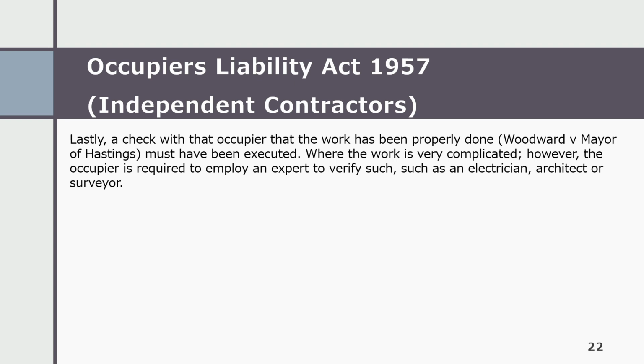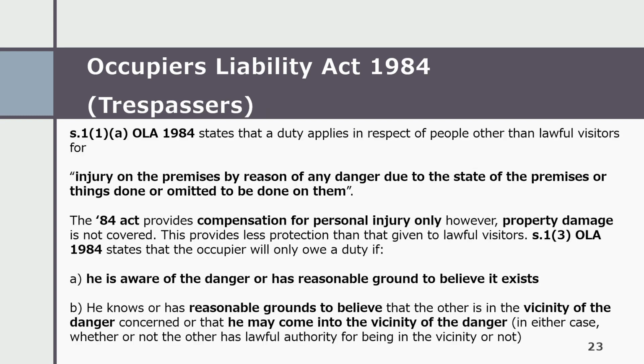Where the work is very complicated, however, the occupier is required to employ an expert to verify, such as an electrician, architect or surveyor. So trespassers, this is the 84 Act now. Section 1, subsection A of the Occupiers Liability Act 1984 states that a duty applies in respect of people other than lawful visitors, for injury on the premises by reason of any danger due to the state of the premises or things done or omitted to be done on them.